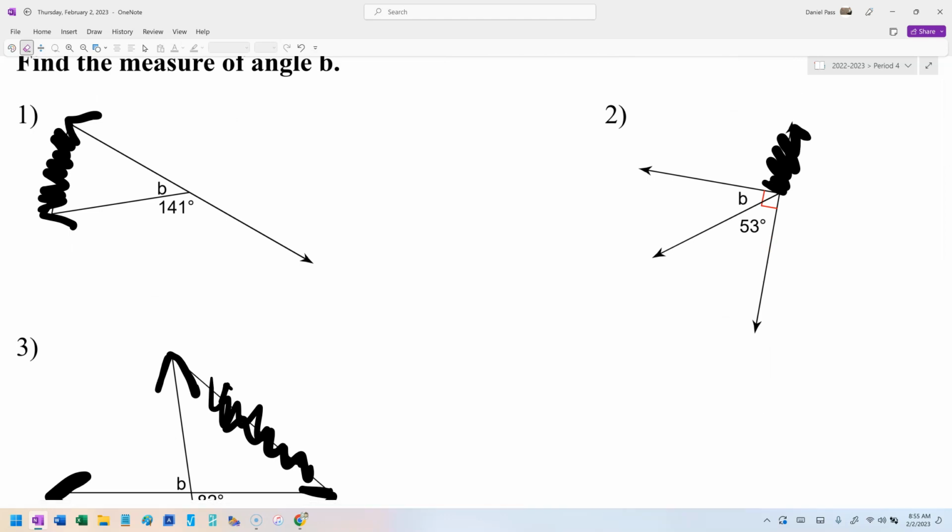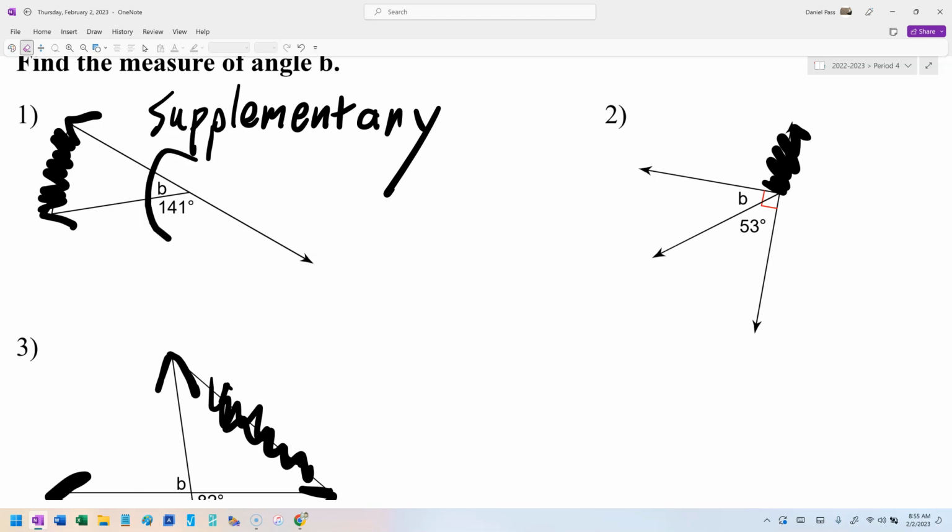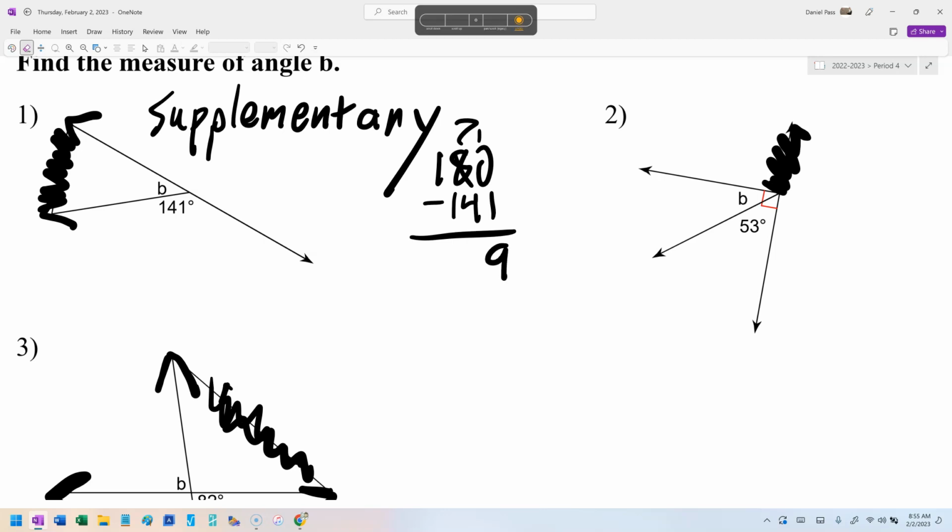It's supplementary because it adds up to 180 degrees, just like that thing we just saw on the board. So these add up to a straight line here. How do we do the problem to find B? 180 minus 141, which we have to borrow. Boo, I don't like borrowing. And what do we get? 39. Do we agree with that, everybody? Yes. Good. B equals 39.